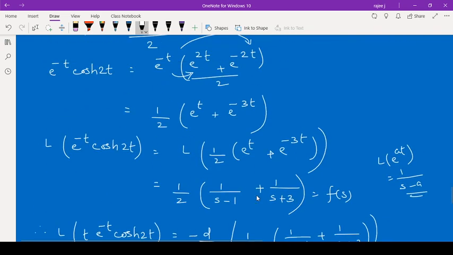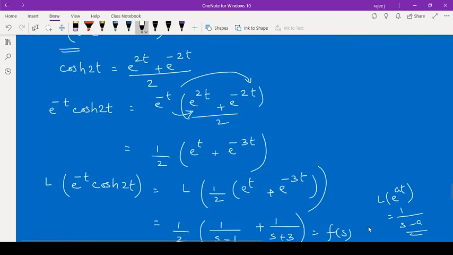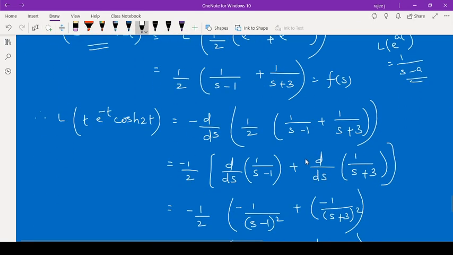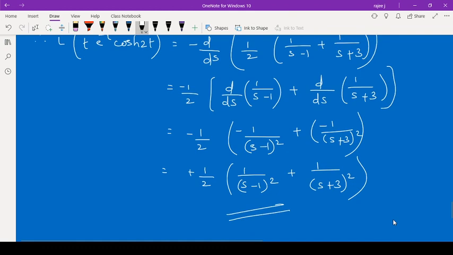Suppose you were doing it directly with cosh 2t. L of cosh 2t, we know, is s upon s square minus a square form, so s square minus 4. Then, since e raised to minus t is there, this s will change to s plus 1 and so on. That is another method to solve this, but it will be lengthy and a bit complicated, as you need to use a lot of formulas and a lot of steps. So the method I did is easier than that. Okay, so simplify it.